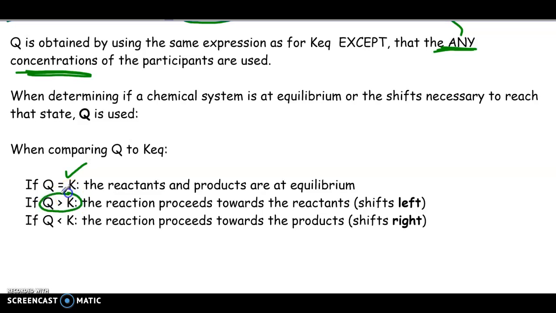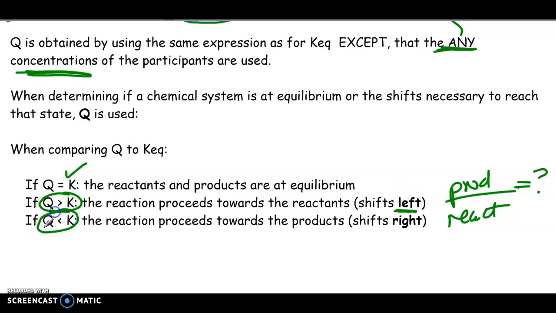If the Q value, your trial, is bigger than the K value, what that means is there essentially is too much product at that moment in time, because it's still set up in the same way. So if our answer is too large, that means in order to reach equilibrium, it will have to create more reactants again. Like it'll have to lower the amount of products made.